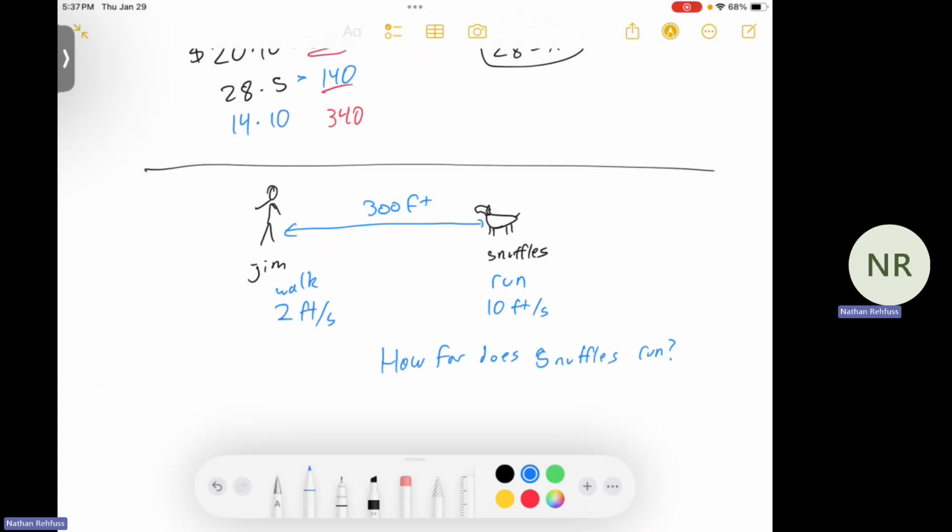Snuffles is going to stop running once Jim and Snuffles reach each other. They're walking right toward each other. So how far does Snuffles run?